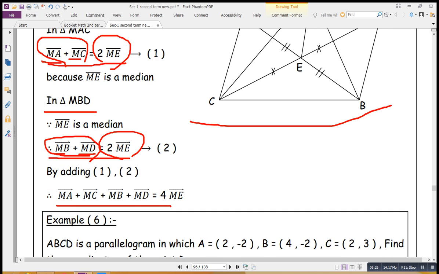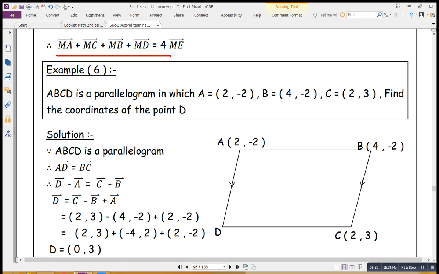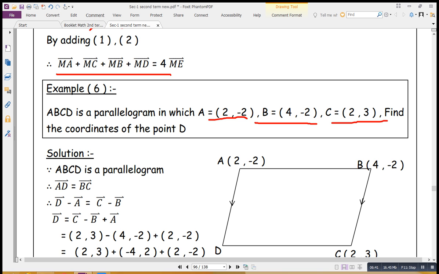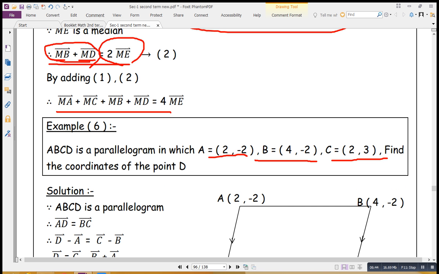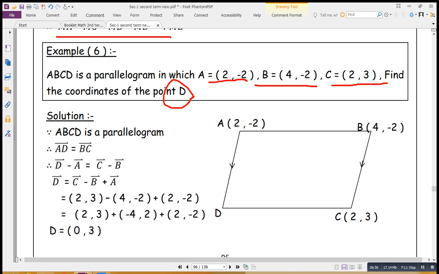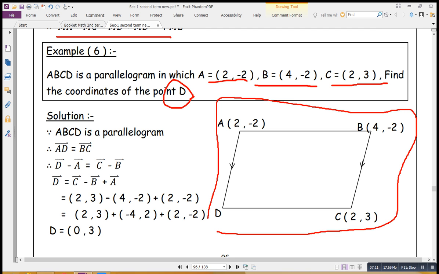Let's go to example number 6. ABCD is a parallelogram in which A equals (-2, 4), B equals (-2, 2), and C equals (2, 3). Find the coordinates of the point D. We studied before in prep 3 how to get this point, but inshallah this year we will learn how to get it without using the rules of prep 3. So before you answer this question, you have to draw the figure and write down the points that you are given. So this is the parallelogram, and these are the points A, B, C, and D, where D is the point that we don't know.